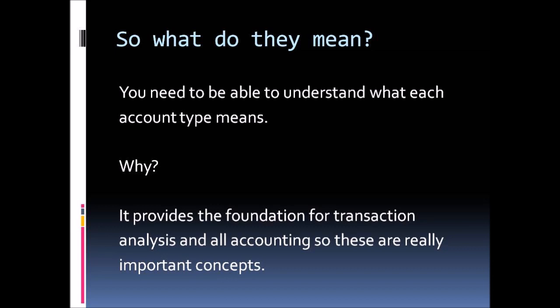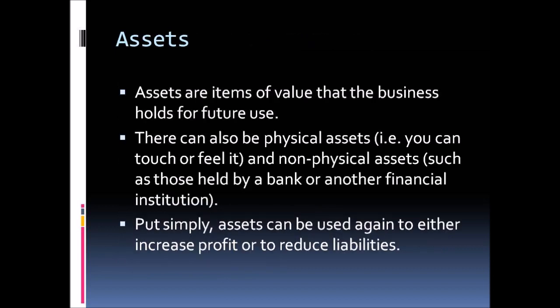The first we're going to look at is assets. Assets are items of value that the business holds for further use. They can either be physical assets, i.e. you can go out and touch and feel them, such as a motor vehicle, or non-physical assets, like for example goodwill within your business. Put simply, assets can be used again to either increase profit or to reduce liabilities.